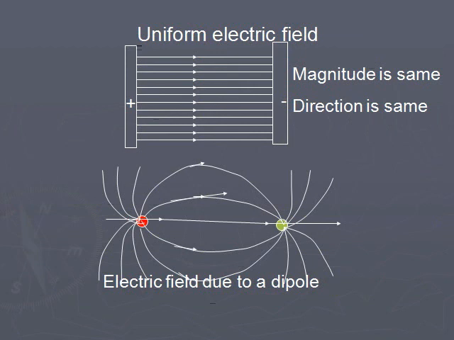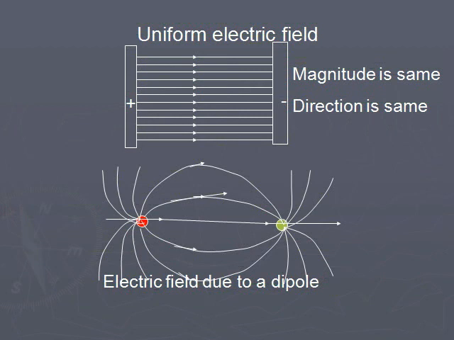A field in which neither the magnitude is the same nor the direction is the same, such an electric field is known as a non-uniform electric field. In the bottom figure, you notice two charges. One is positive, the other one is negative. The left one is positive, the right one is negative.